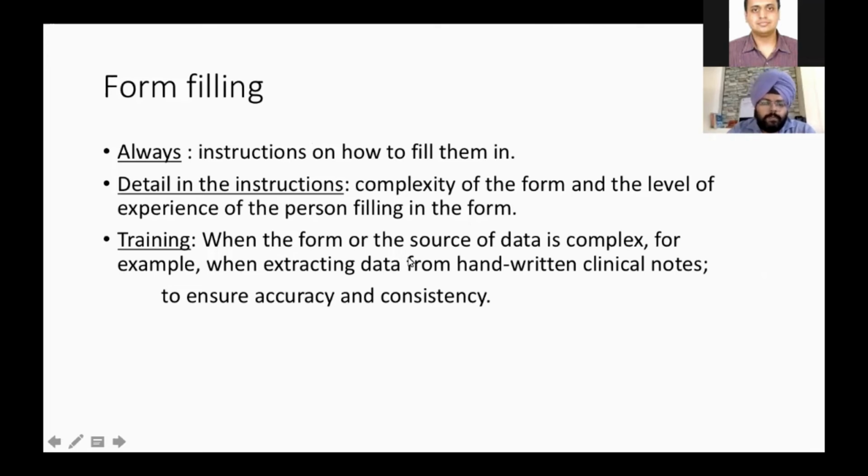Coming to form filling, whoever is using the tool to be filled, whether it is the beneficiary, the patient or the case of interest, or some other person who is going to subject the case of interest to a questionnaire schedule, there should always be instructions about how to fill in the response. And the detail or complexity of the instruction will depend on the level of experience of the person filling the form. For example, if a medical person, a doctor, is filling the form, we may give detailed instruction.